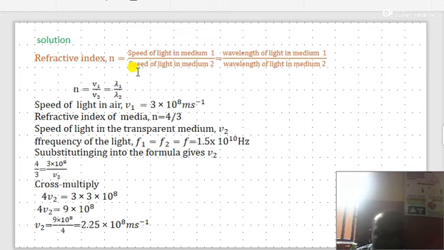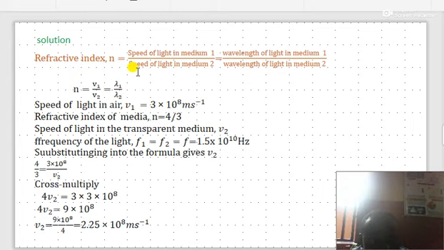Now, first of all, we itemize the given information. The speed of light in air is V1 equal to 3 times 10 to the power 8 meters per second. The refractive index of the medium is given as 4 over 3. Speed of light in the transparent medium is what we don't know, so it is V2. Frequency of light is the same throughout, whether in medium 1 or medium 2, because frequency does not change.